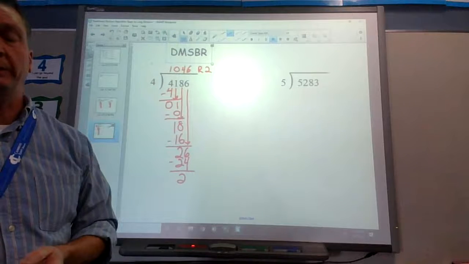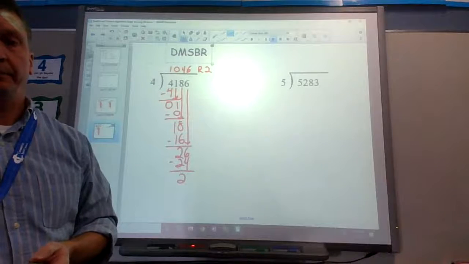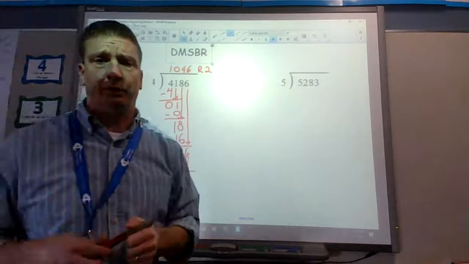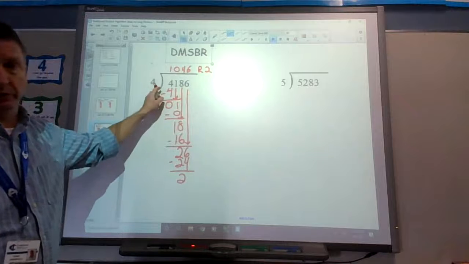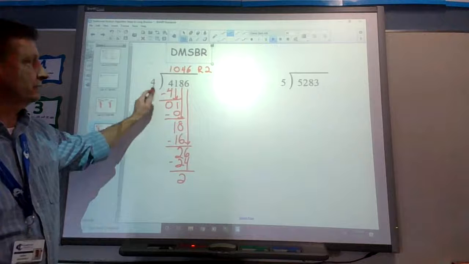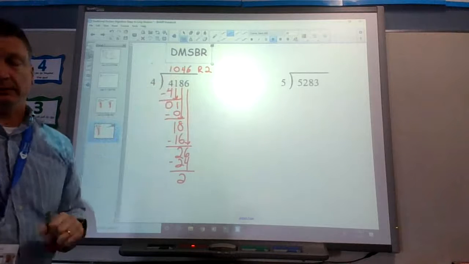So oftentimes you're going to have zeros in your quotients, and you need to be cognizant of that as you're going through this, that sometimes when you're bringing a number down, it's going to be smaller than your divisor. But if you brought it down, you still have to divide it. And this divisor can always go in there 0 times, because 0 times anything is 0.